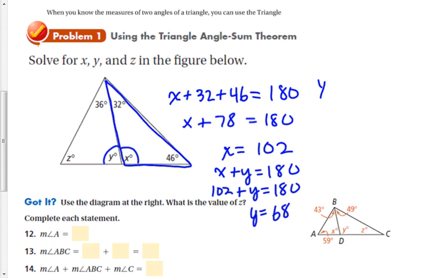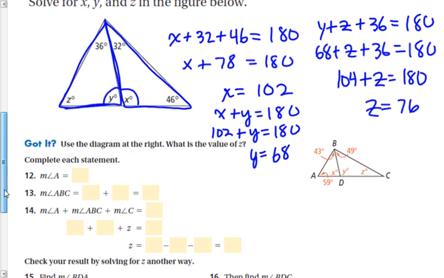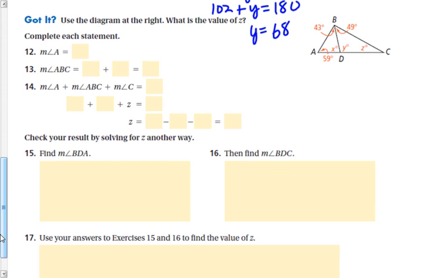And we know that y plus z plus 36 is equal to 180 in this triangle here. And we now know y is 68. And 68 and 36 is 104. Subtracting 104 from both sides, we get z is equal to 76. So, using the triangle angle sum theorem, we can find all the missing parts. Go ahead, you try that.